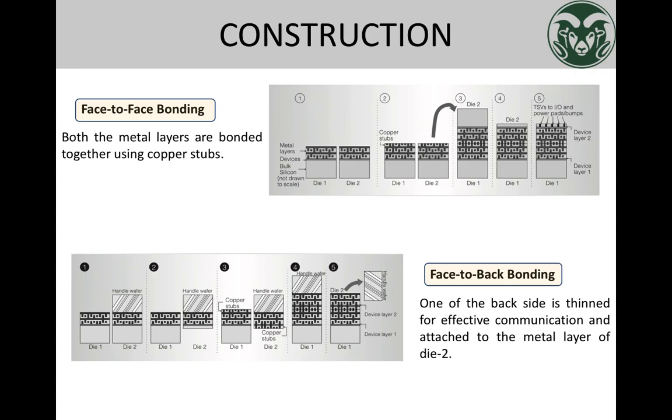The second method is face-to-back bonding, where one of the two ICs is chopped off so that the silicon layer can be attached to the metal layer on the back of the other IC. In order to do this, a handle wafer is attached to the thinned IC, and once the connection via copper stub is made, both the ICs are joined together and the handle wafer is removed, hence forming a three-dimensional integrated circuit.